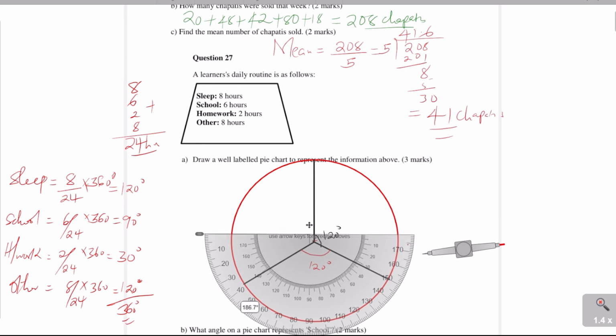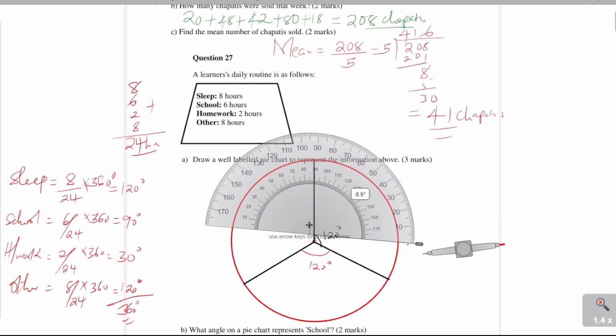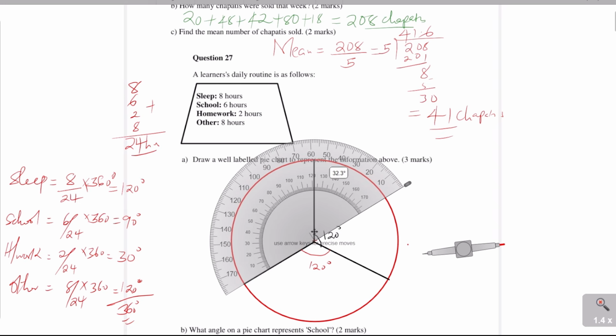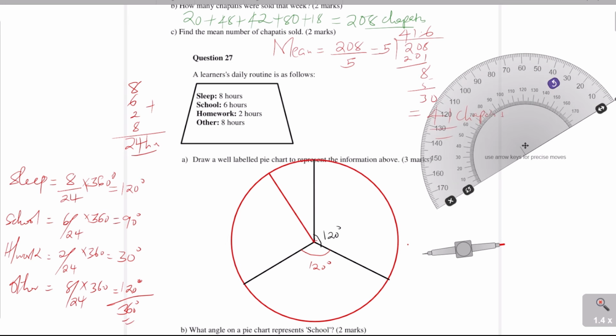So let me place my protractor like this, exactly like that. So measuring 90 from this point. So 20, 30, all the way to 90 is there. So that is 90. So you can confirm. So 10, 20, all the way to 90. So this is 90 degrees.